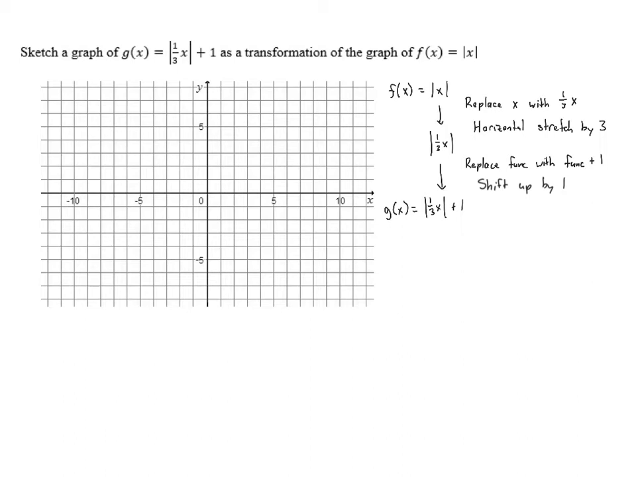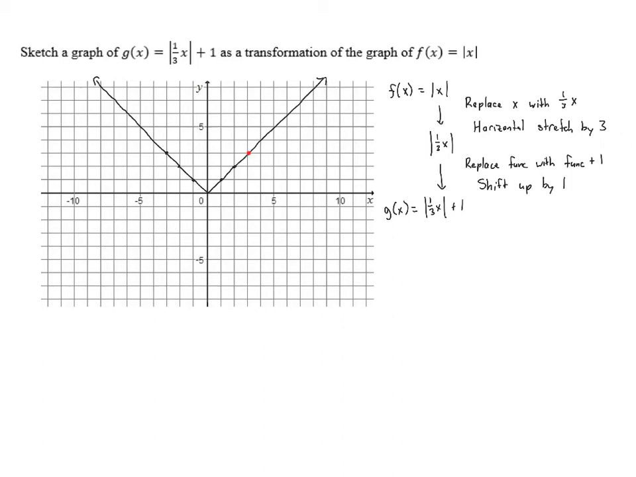So we've got 2 transformations that our graph needs to go through. We know that the graph of f of x equals the absolute value of x is a V shape. We've seen it before multiple times. I'm just going to draw it in. This is the starting function, f of x. Now what we need to do is take points on it and put them through these transformations. So first, we're going to have a horizontal stretch by a factor of 3.